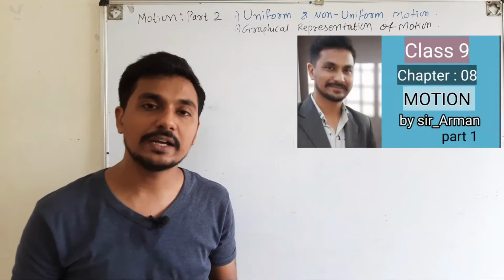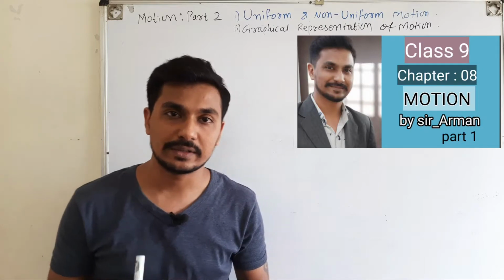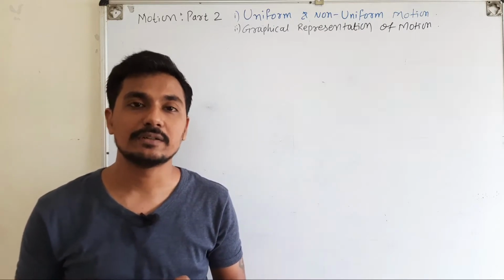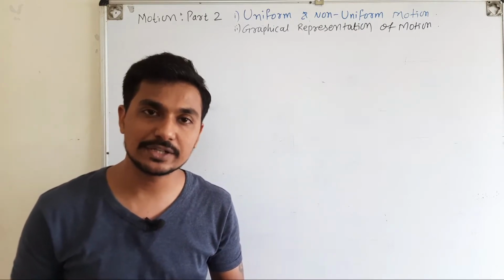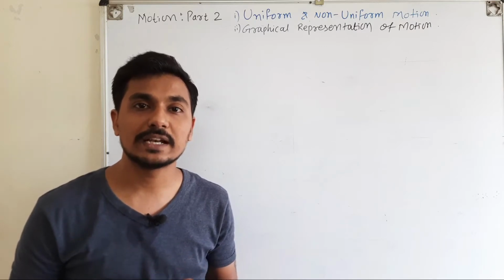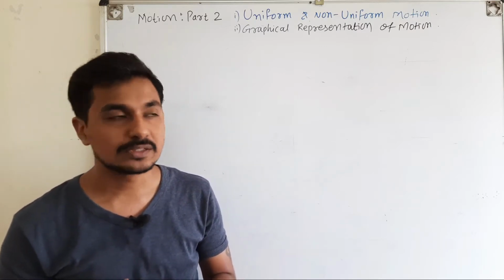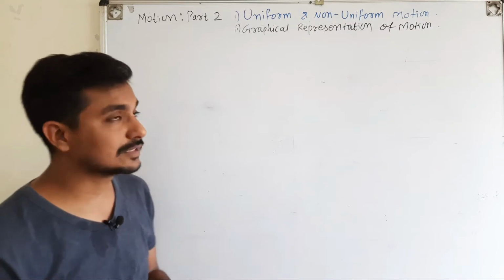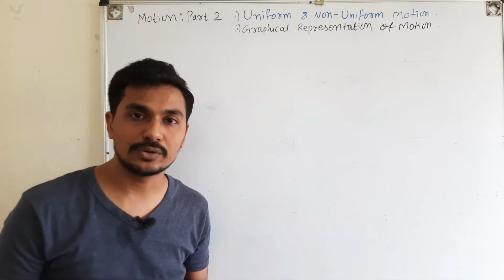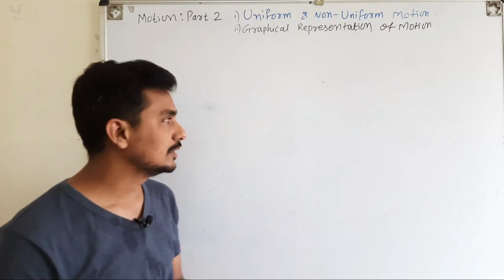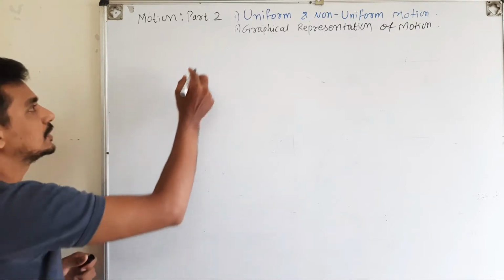In part 1, I explained distance, displacement, velocity, speed, acceleration, and also scalar and vector quantities. So now let us start our discussion on uniform and non-uniform motion. Let us start with an example.